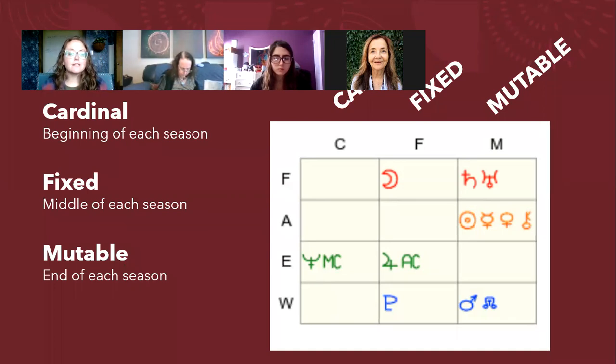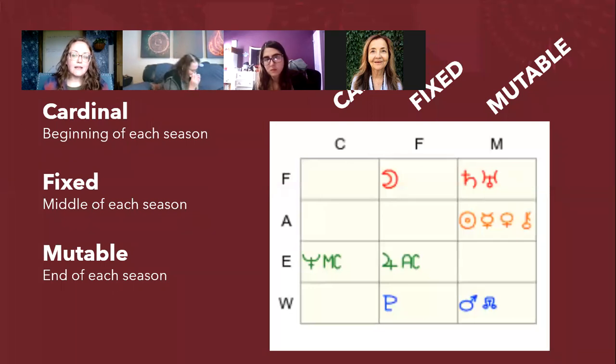Explain mutable again, thanks. So mutable is the end of each season. For example, the end of spring is Gemini season. And mutable is adaptable, another word that is synonymous with mutable. It just means that you can think off the top of your head, fly by the seat of your pants, react and respond. And the 4 mutable signs are Sagittarius, Gemini, Virgo, and Pisces, and they all respond in different ways.